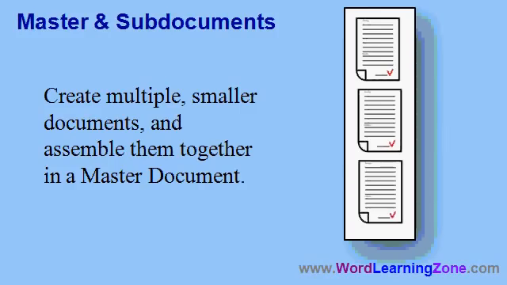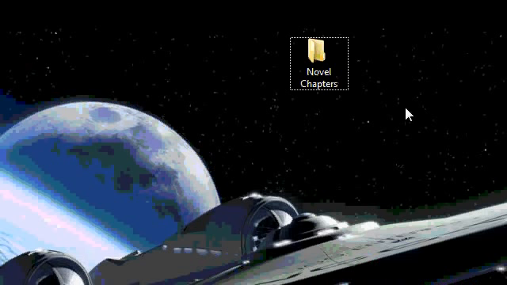For example, let's say you're writing a novel. Chapter 1, Chapter 2, Chapter 3, and so on can all be their own individual files. Then we can assemble them together into one master document. So on my desktop, I've created a folder for my novel's chapters. I'll open that up.